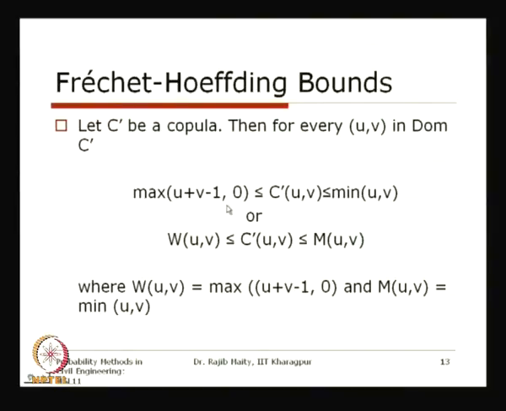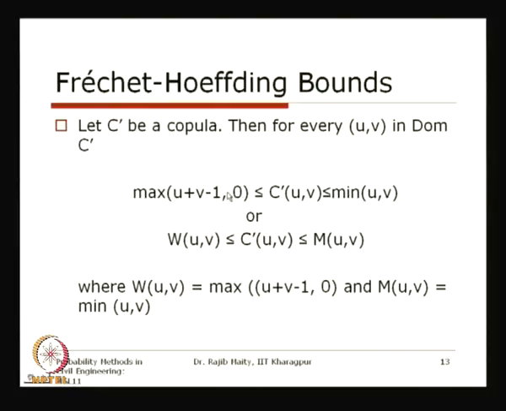Now, there is one more property related to the bounds of each copula that we should discuss. This is known as the Fréchet-Hoeffding bound, FH bound in abbreviated form. The FH bound says that any copula function should be bounded by two functions. The lower bound is the maximum of u plus v minus 1 and 0, that is, whichever of u plus v minus 1 or 0 is larger.